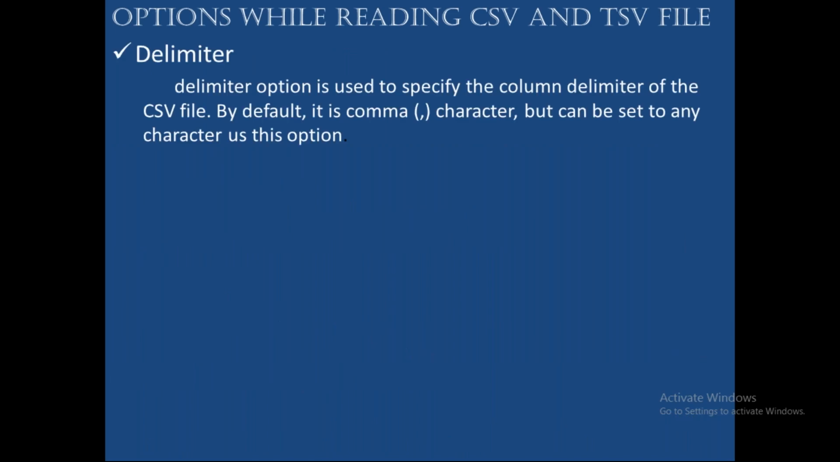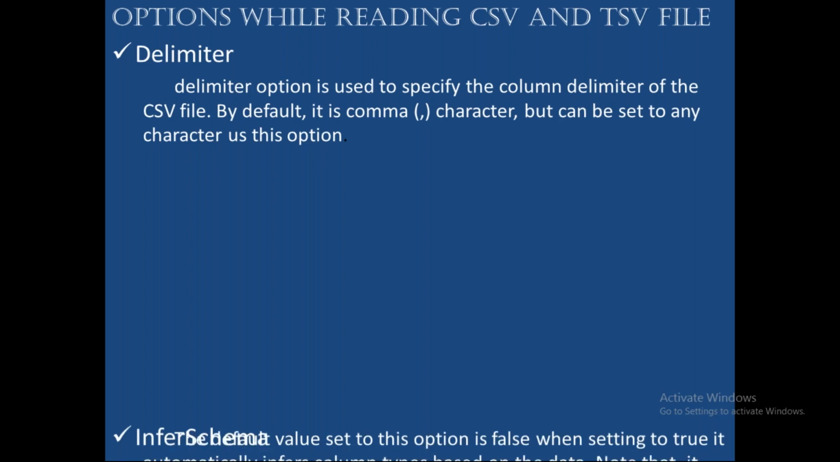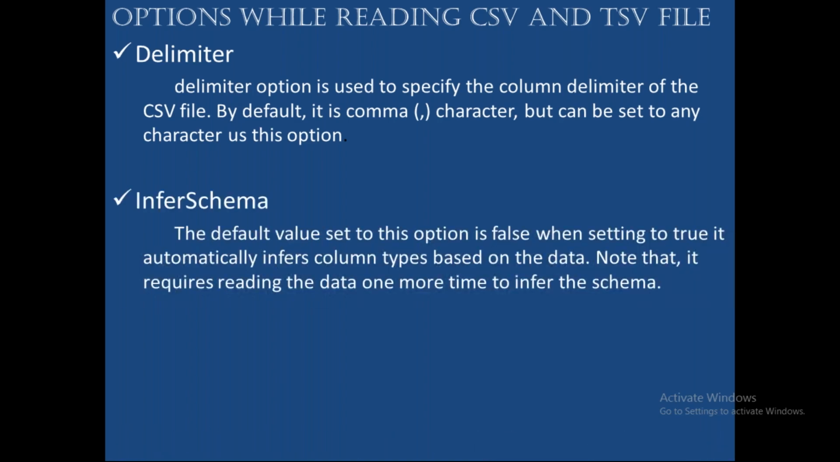Options while reading CSV. See the delimiter, as we discussed. The delimiter option is used to specify the column delimiter of the CSV file. By default, it is a comma character, but it can be set to any character. Next, InferSchema. The default value set for this option is false. When setting it to true, it automatically infers column types based on the data. Based on your data, if the customer IDs are numbers, it will infer an integer. If the customer names are names, it will consider it a string.